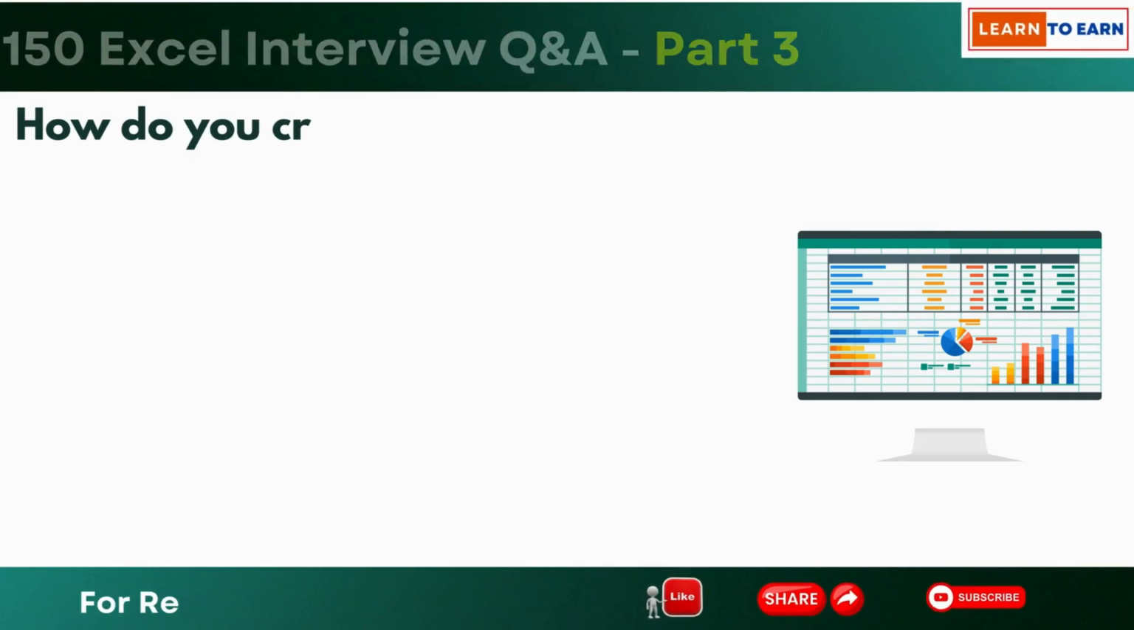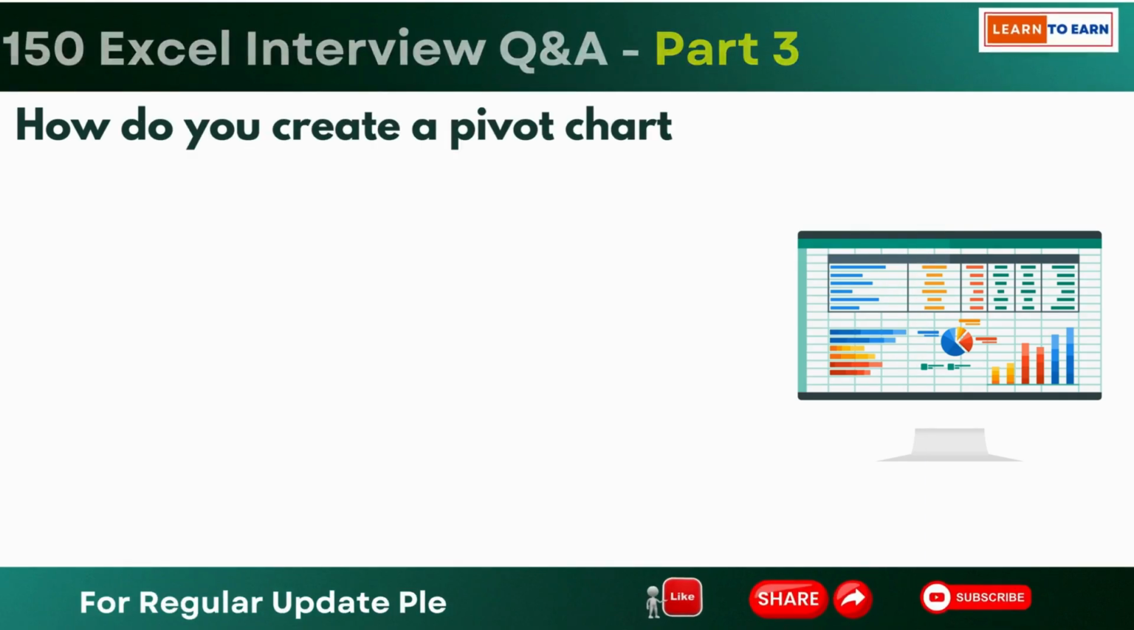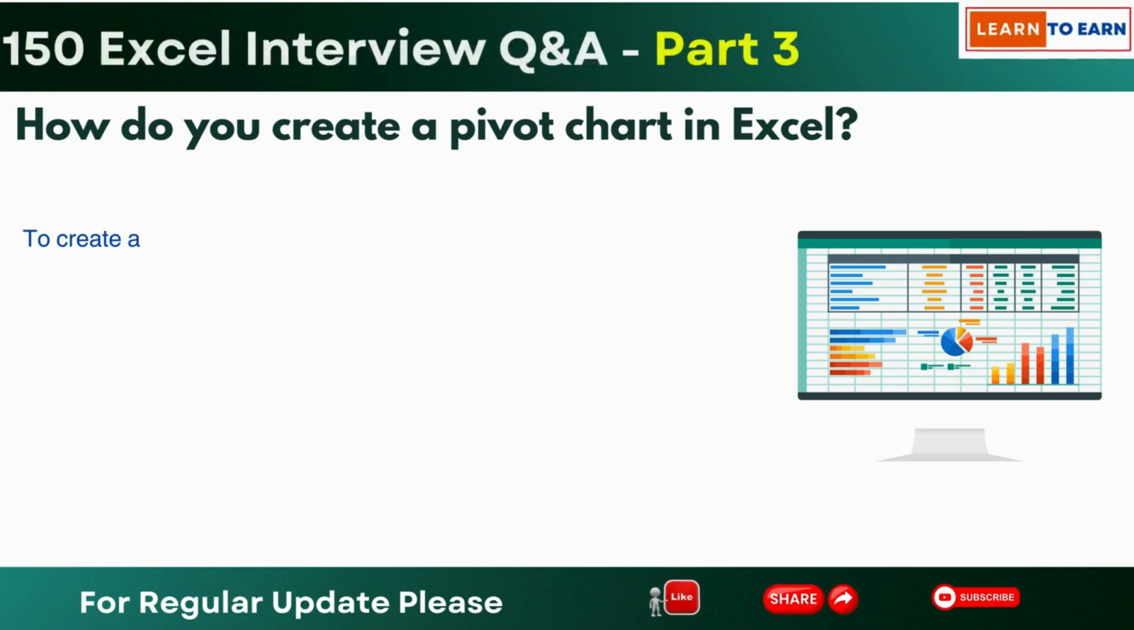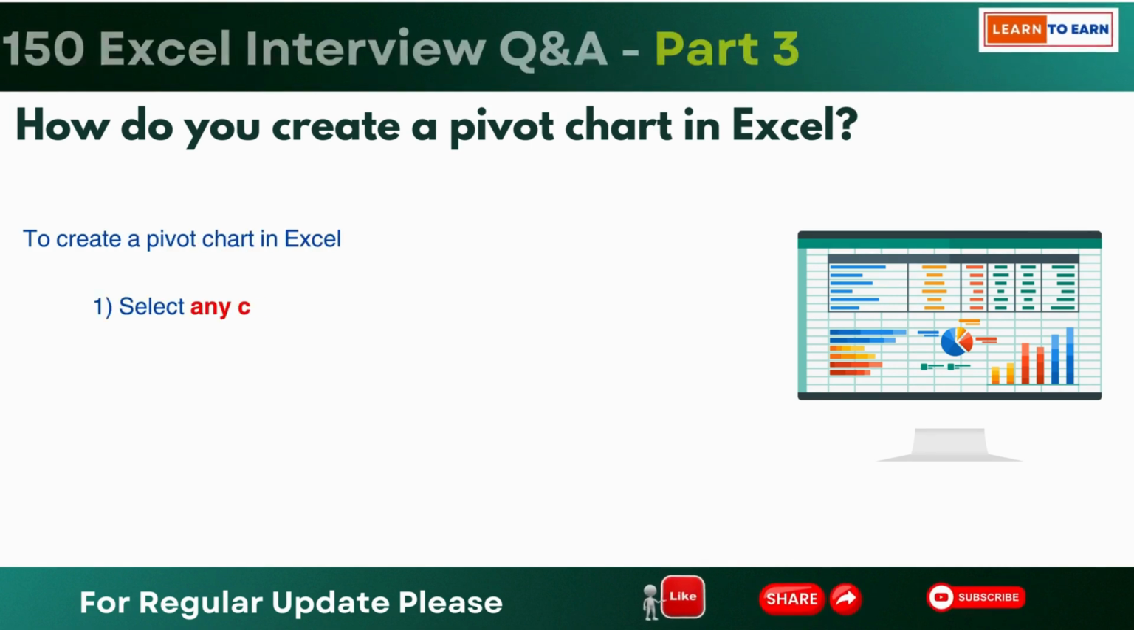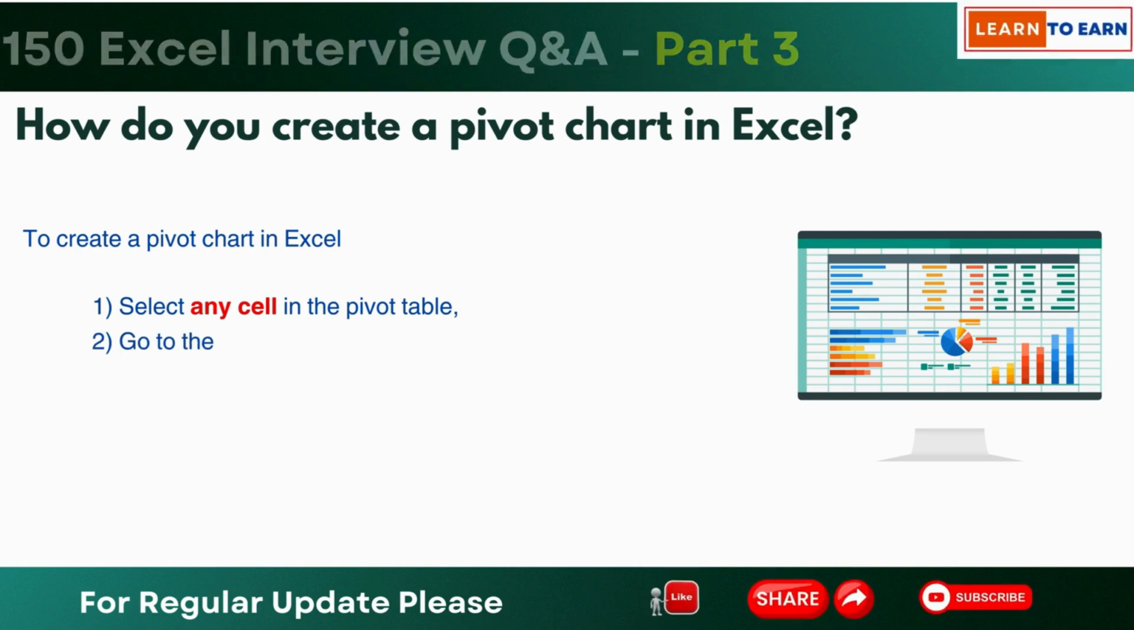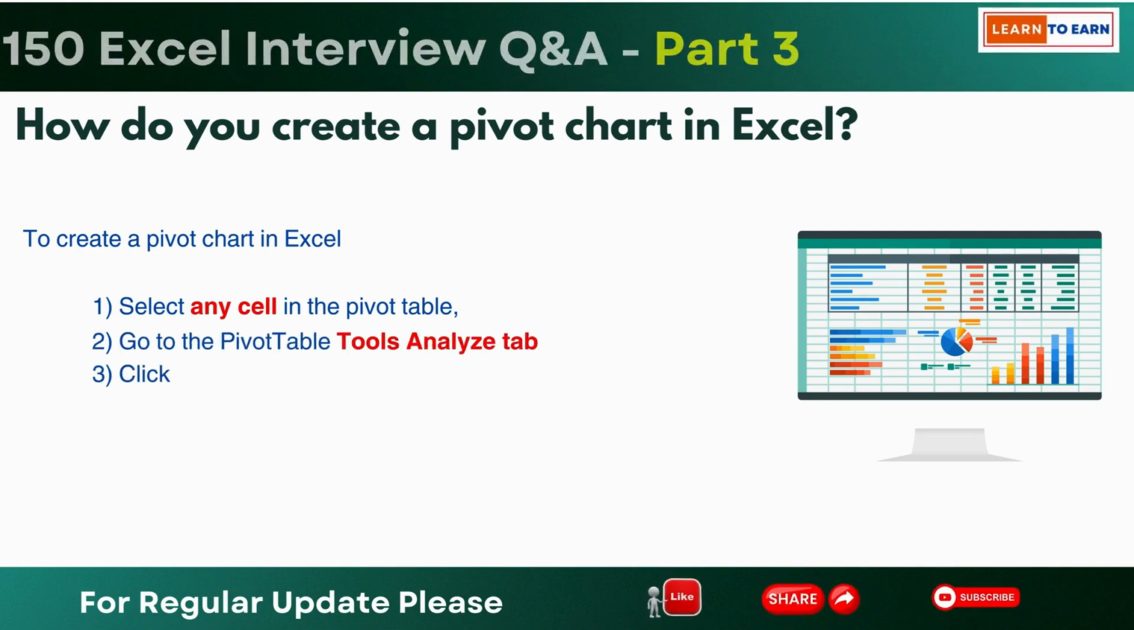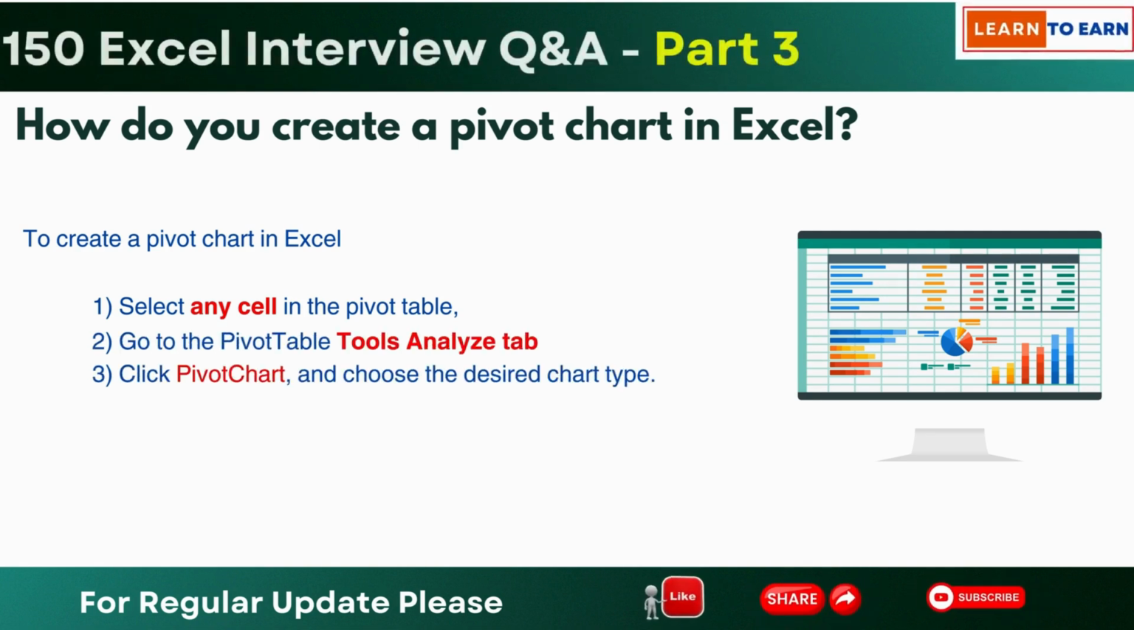How do you create a pivot chart in Excel? To create a pivot chart in Excel, select any cell in the pivot table, go to the Pivot Table Tools Analyze tab, click Pivot Chart, and choose the desired chart type.